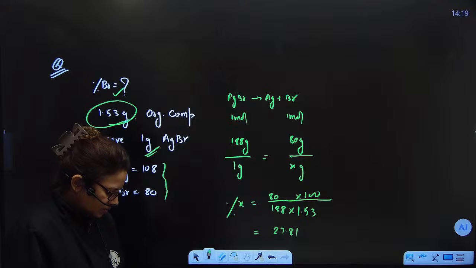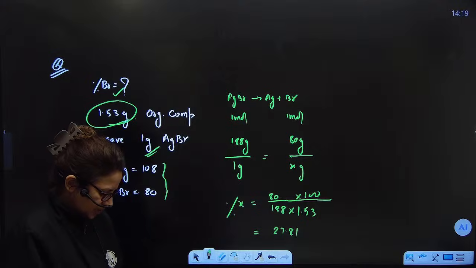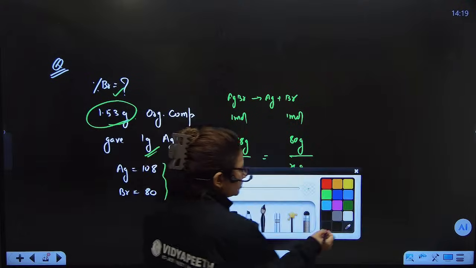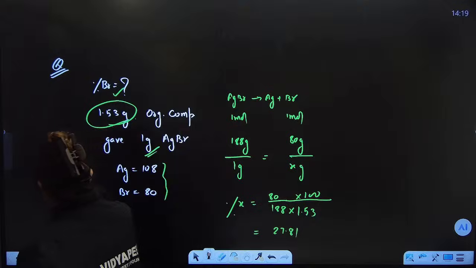Let's move to the next question. The next question is from ionic equilibrium. This question seems like a good question. Let's talk about that.